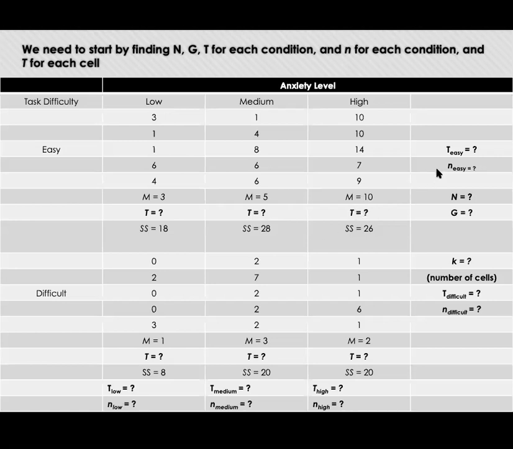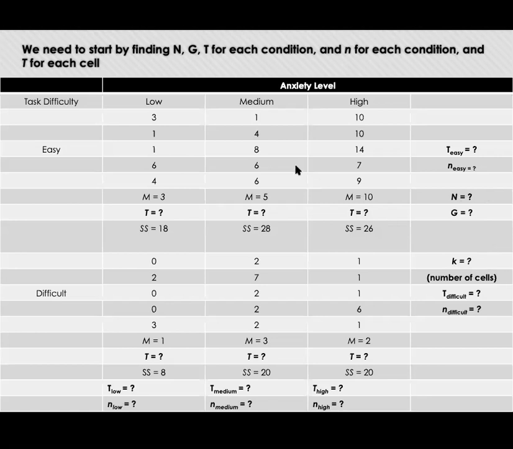And then at the end of the rows, you'll see there's also T and N for each level of the factors. So there's T for easy task difficulty, N for easy, T for difficult, N for difficult. And then same thing at the bottom of the columns. There's T and N for each level of anxiety. And then lastly, you've got your N and your G and your K. K is the total number of cells.